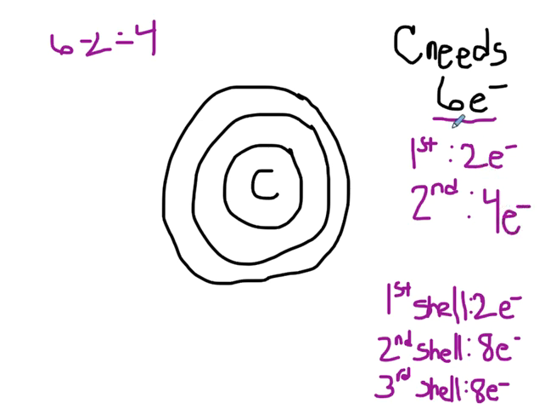So I have 2 plus 4 makes 6, and then I just got to put them on my diagram. So I'll put 2 on the first shell. Electrons are kind of like magnets. They don't like to be close to each other, so I'm going to put them far apart. Then when I go to my second shell, I'm going to go in a circle.